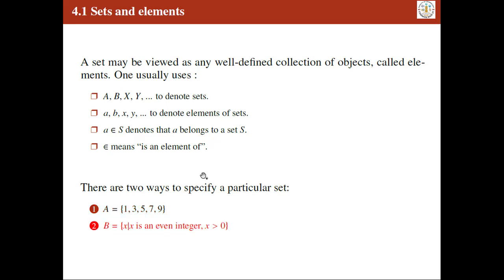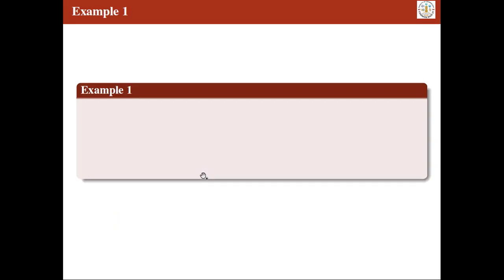The second set, which we call B, is the set of x such that x is an even integer and x is greater than 0, which denotes the set whose elements are the positive even integers. Note that a letter, usually x, is used to denote a typical member of the set, and the vertical line is read as "such that", and the comma as "and".